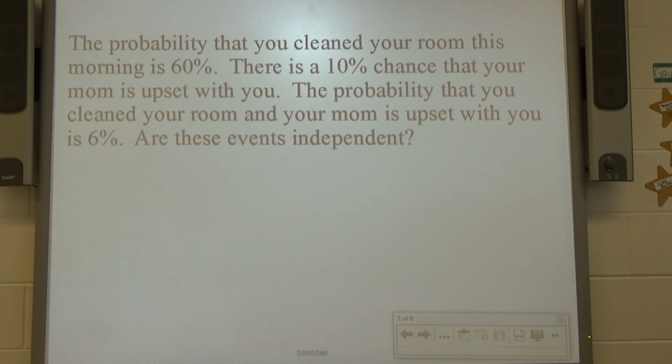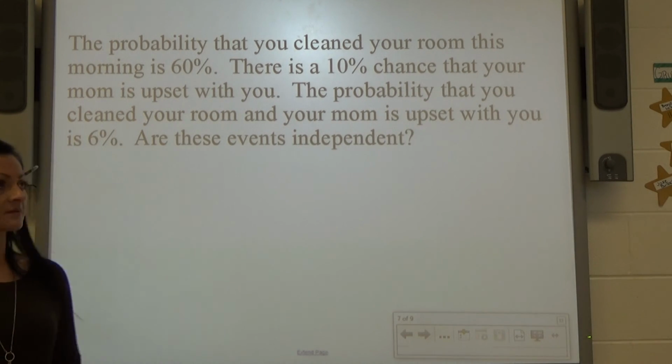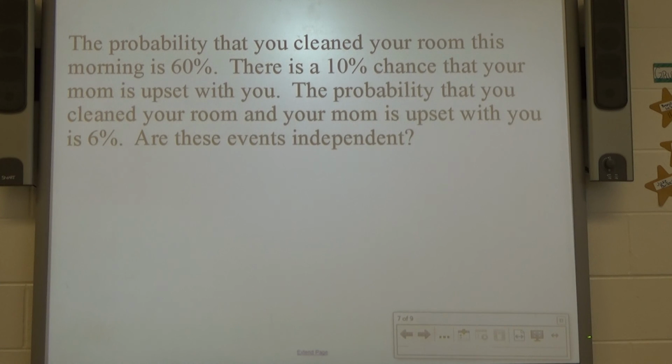So the probability that you cleaned your room this morning is 60%. There's a 10% chance that your mom is upset with you. And the probability that you cleaned your room and that your mother is upset with you is 6%. So the way that I set this up is I'm going to think of event A as my mother being upset with me, and event B as me actually cleaning my room.